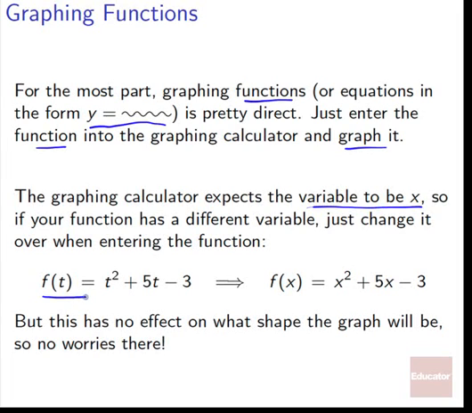For example, if you had something like f of t equals t squared plus 5t minus 3, when you enter it in, you should enter in x squared plus 5x minus 3. You just swap out whatever the variable used to be for x because it expects it to be x when you plug it in. But this has no effect on what shape the graph is, so no worries there.